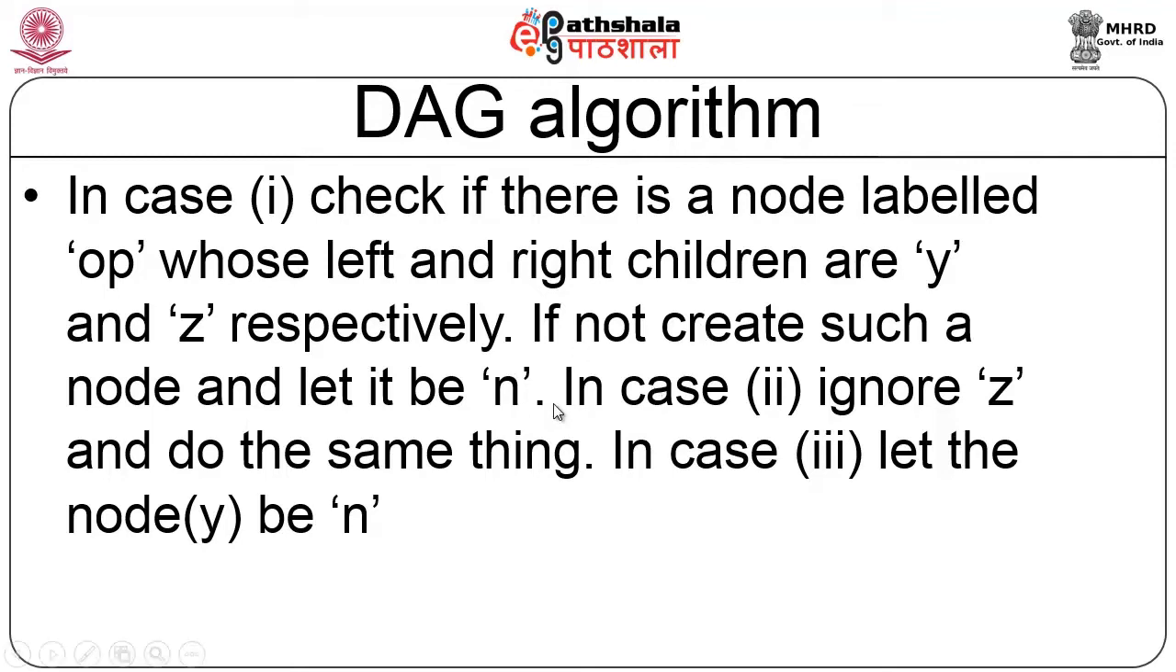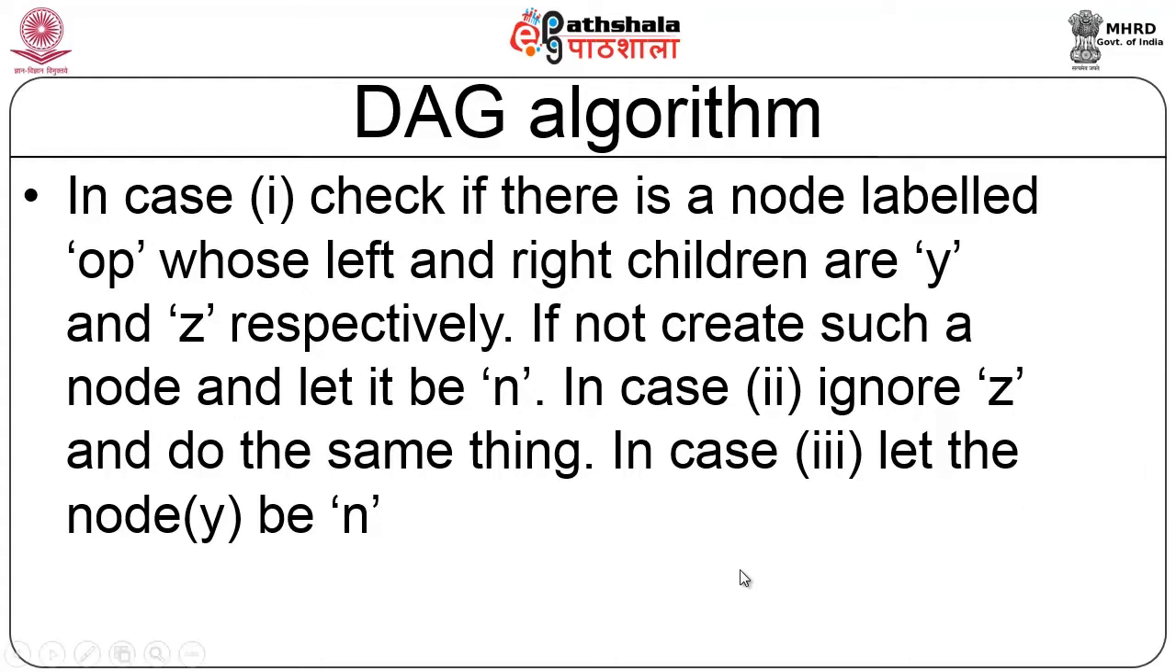In the second situation, where we have x = op y, you repeat the same process, but you ignore that the child z is not going to be available. You check whether there is an interior node whose only child happens to be y. If it is there, simply reuse it. If it is not there, you create it. In case 3, you simply assign the tag x to the existing node itself.